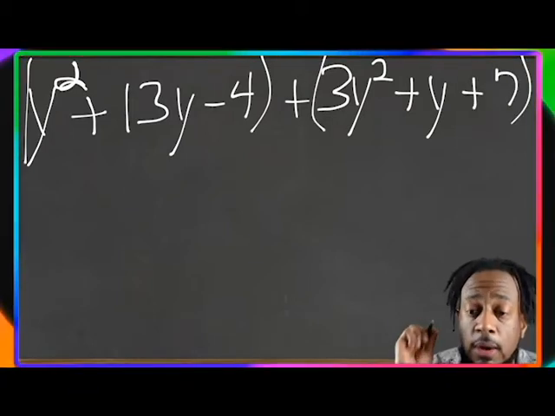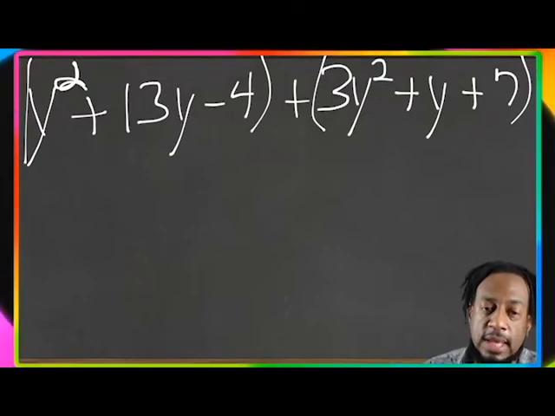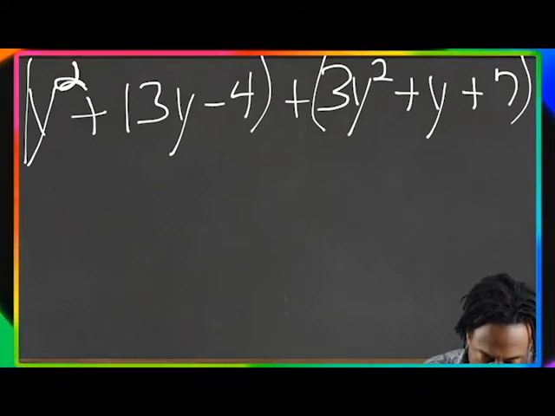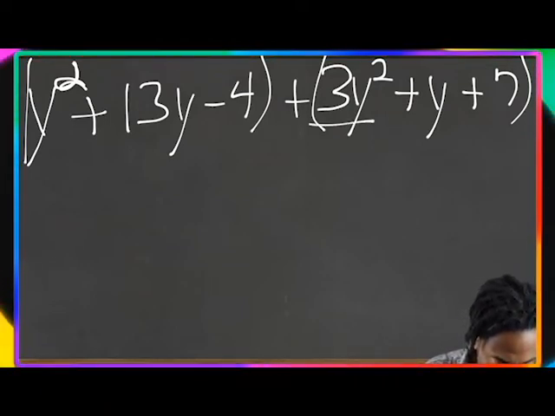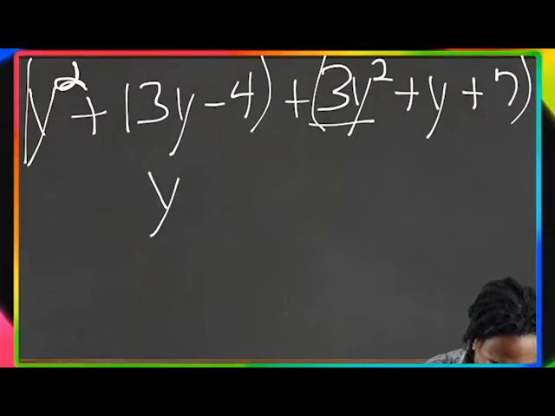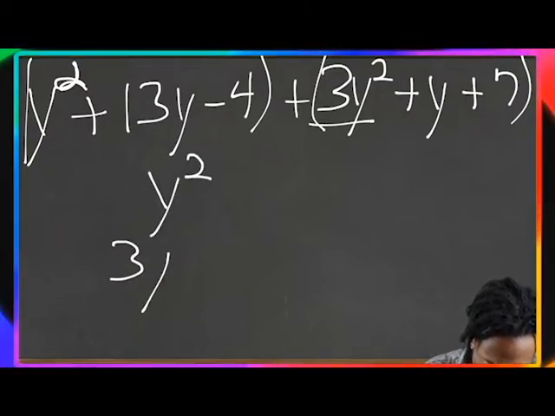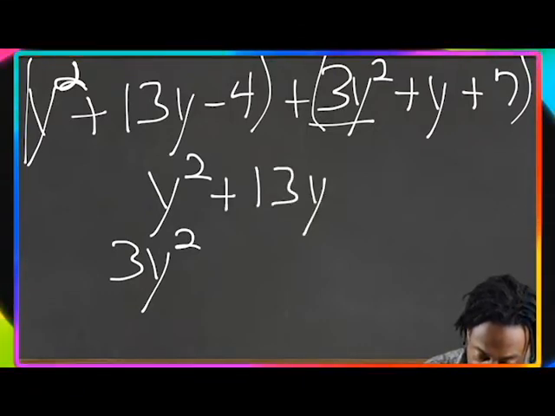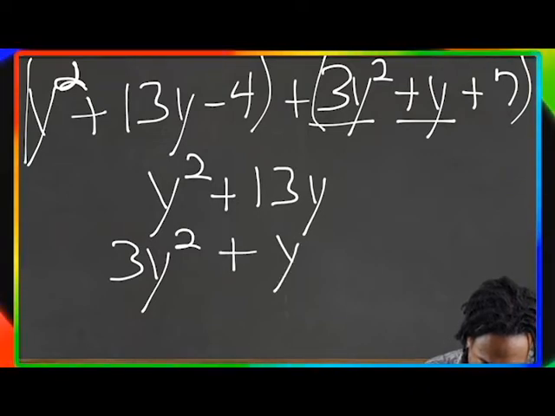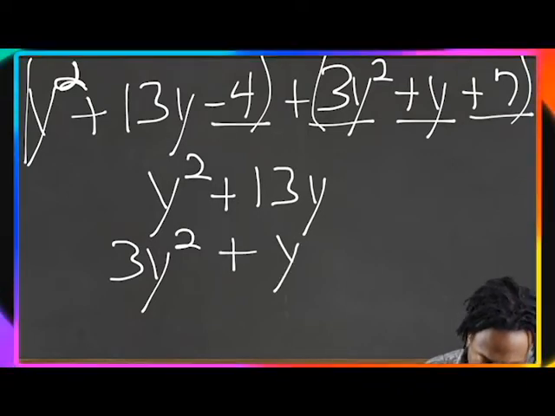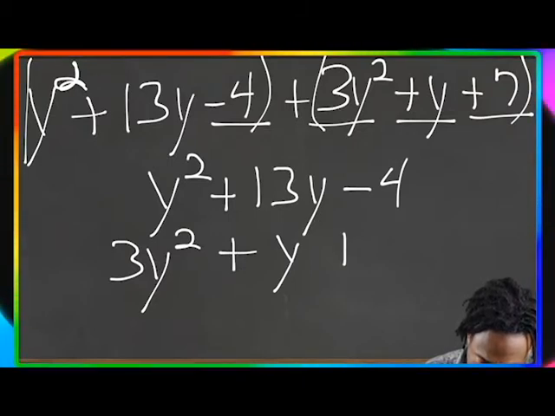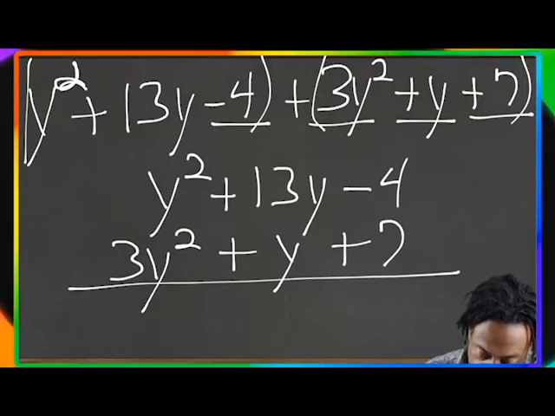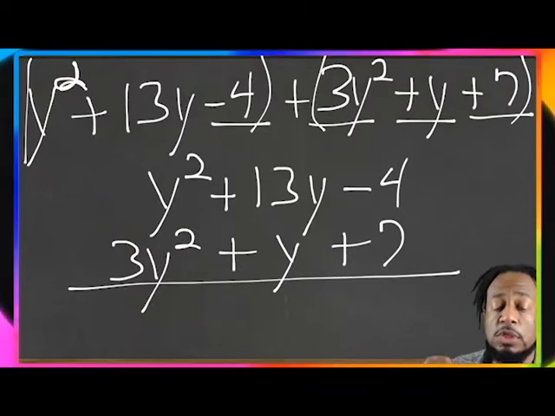First thing, what? Combine like terms. They must match. So we got y squared goes with y squared. So let's write it over. Y squared and 3y squared, plus 13y and a plus y, and negative 4 plus 7. I know we did a lot there, but I just wanted you to see it. Be able to see what's going on.